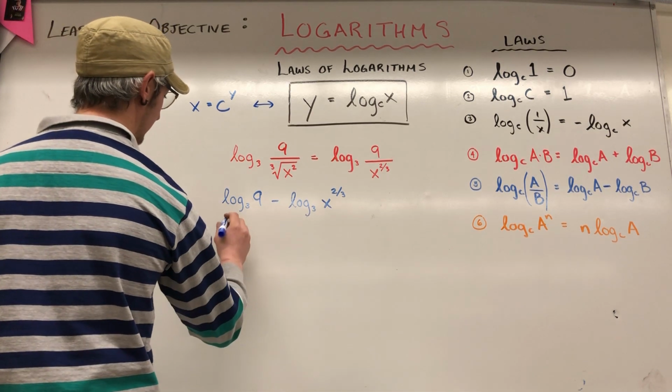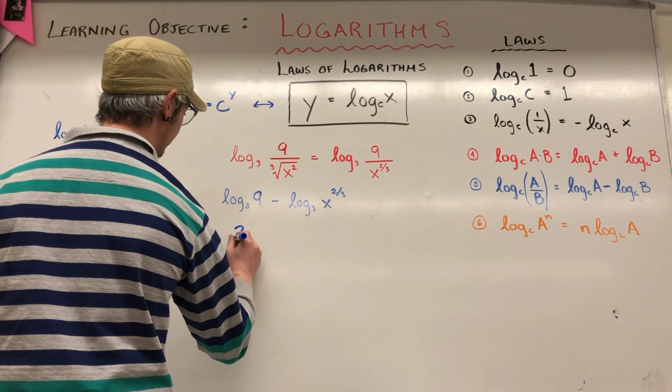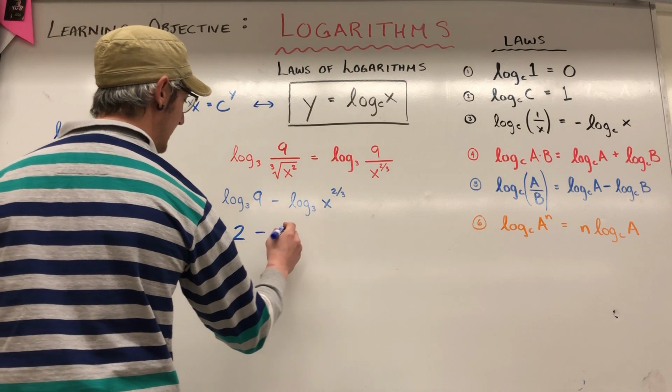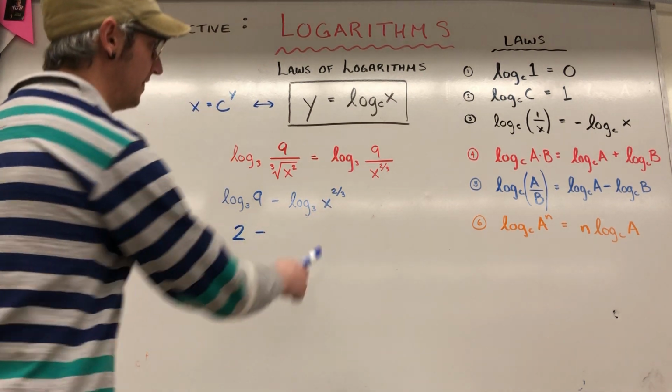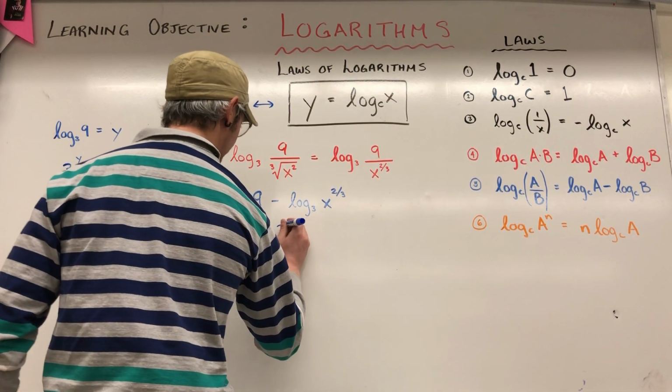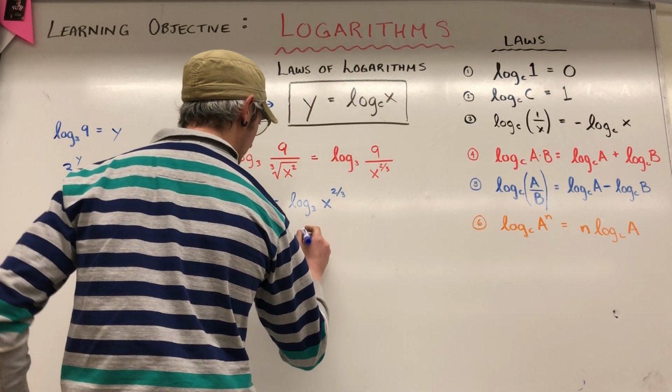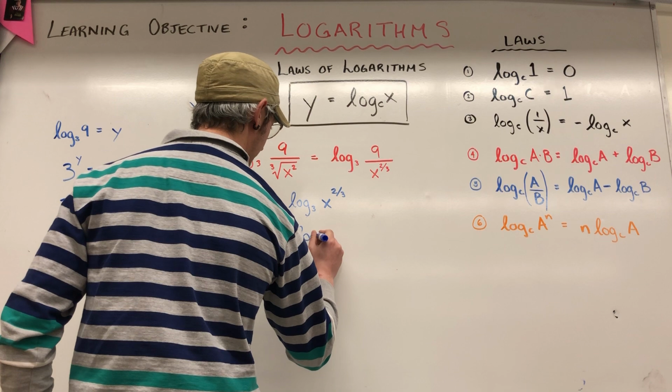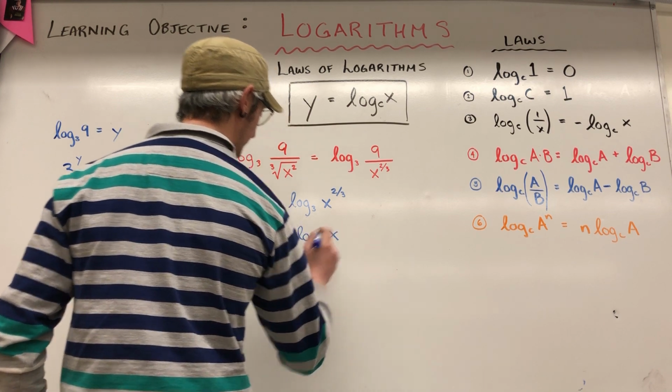Let's work on this here. Well, actually, you know what? I'm just going to write it. That's 2. This is 2 minus, now I've got the exponent here, so I'm going to use this law. So minus 2/3 log base 3 x.